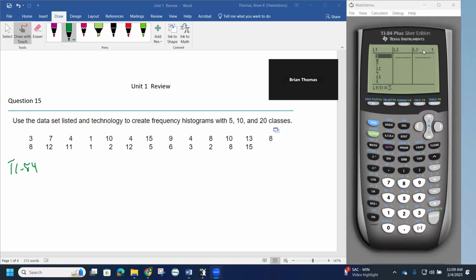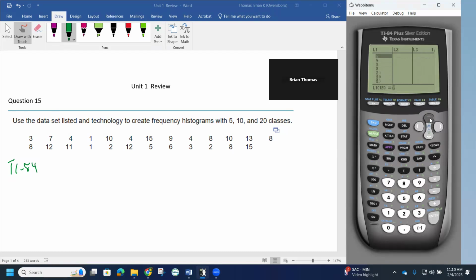So I've got the data in the calculator, and it's not a bad idea to scroll through and double check: 3, 8, 7, 12, 4, 11. I was going down. If you want to go across, it doesn't really matter. But we should have 25 entries, I believe. If I scroll down here, we see 25.